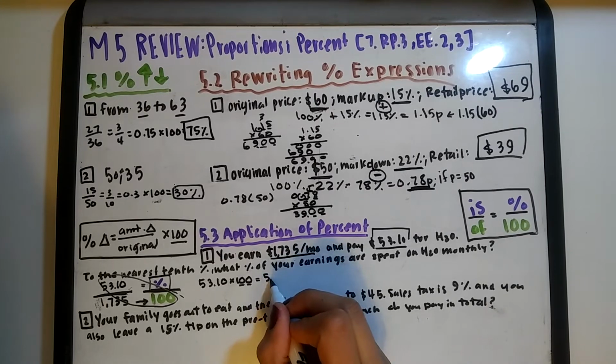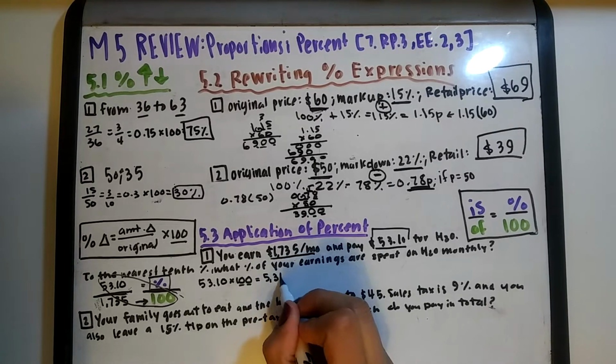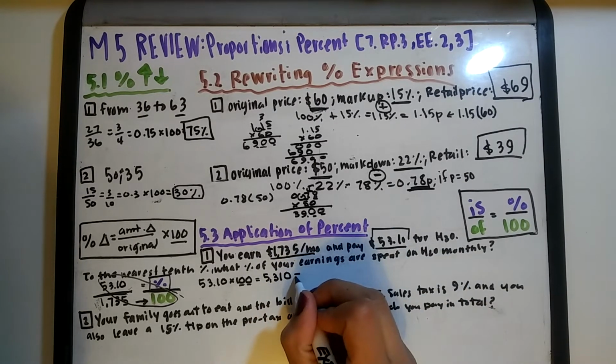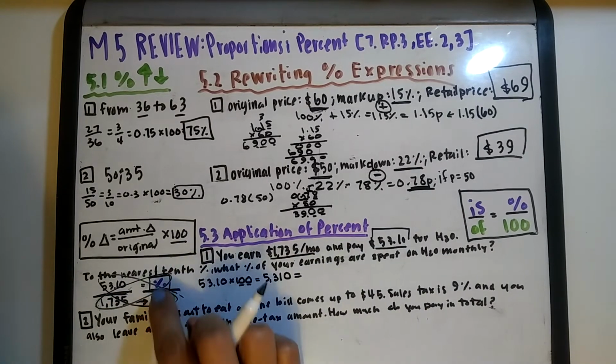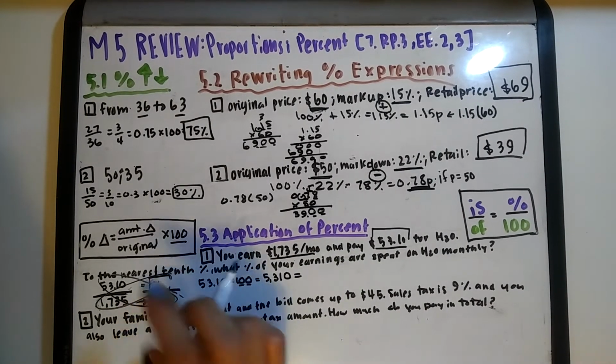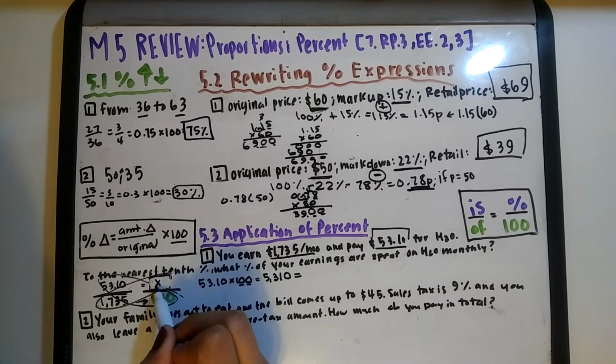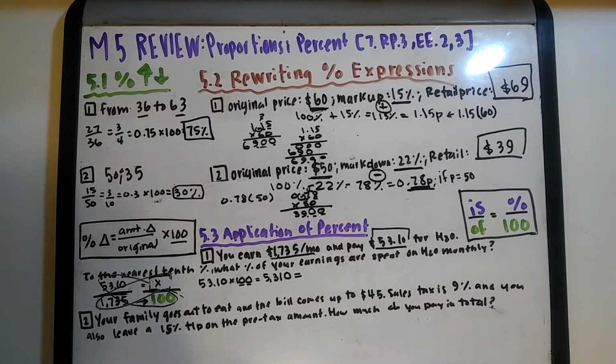So this is 5,310. And that's going to be equal to this right here. Now, I don't know the percentage. I'm going to erase it. I'm going to use x. Okay, so we're going to work with solving for one variable.